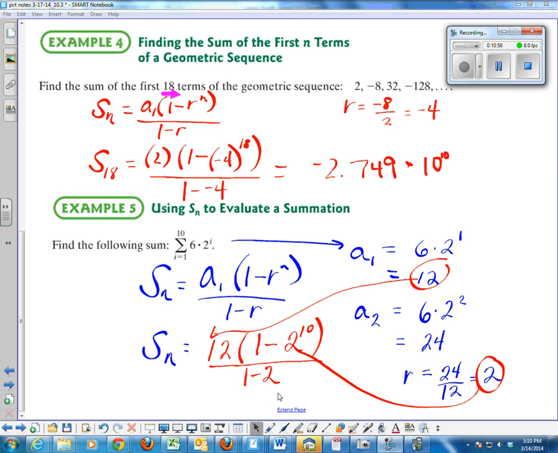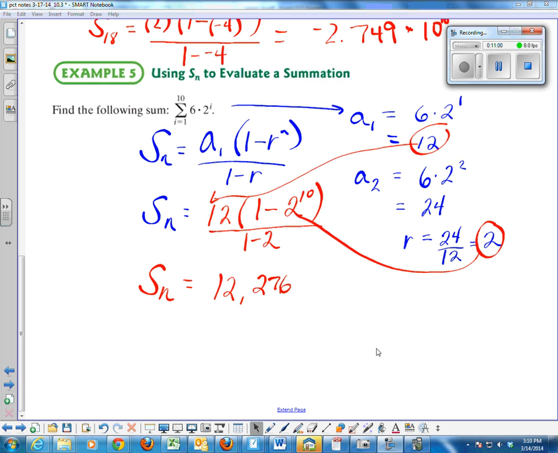Take a minute to pause if you need to write that down. Remember to calculate from the inside of the parentheses first, then multiply by 12, then divide by 1 minus 2, which is negative 1. And the sum is 12,276. Turn the page.